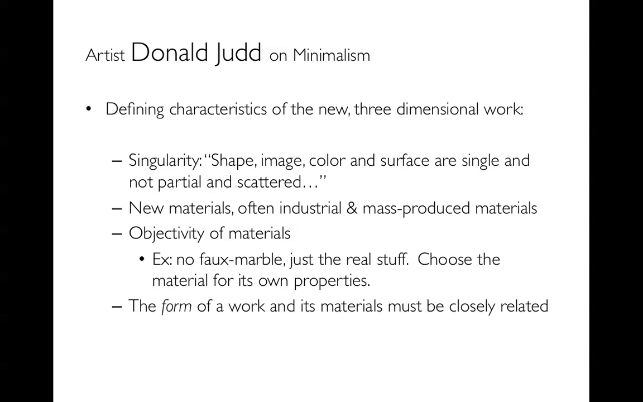Objectivity of materials. So they want to just present the materials in their raw form. So they wouldn't ever use something like faux marble, but they would use real marble. And they're really choosing the material for its own property. So if a minimalist sculptor is choosing to use wood, or mud, or a mirrored surface, it's very specific. It's not just accidental, but they really want to communicate something about that type of material to you.